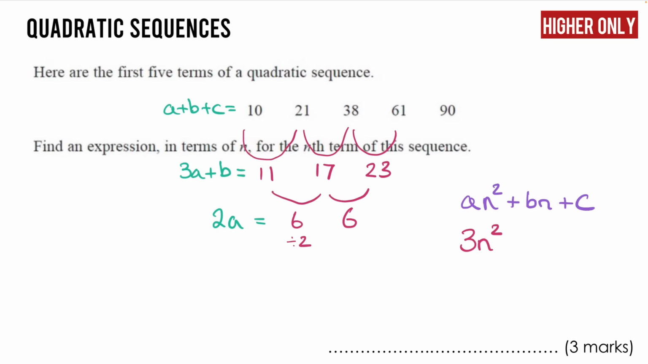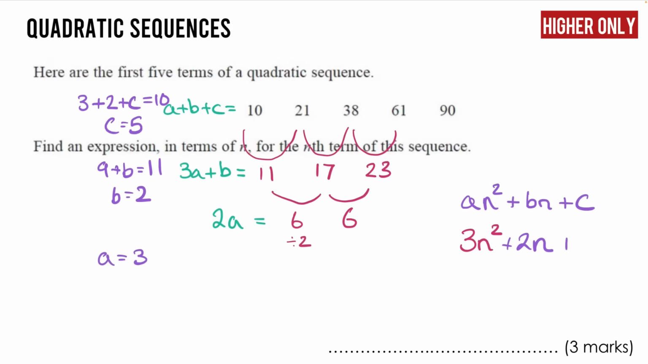So if we solve these, we've already got a is equal to 3. I can then move my way up. So if a is 3, this is 9 plus b is equal to 11. So therefore b is equal to 2, so plus 2n. And then we know a and b, so we have 3 plus 2 plus c is equal to 10. That's 5 plus c, so c has to equal 5. So that's plus 5 at the end, as it was positive 5. So our final answer is 3n squared plus 2n plus 5.